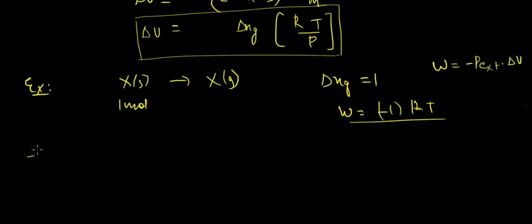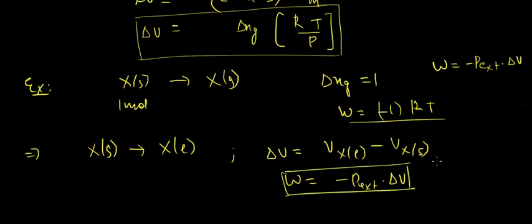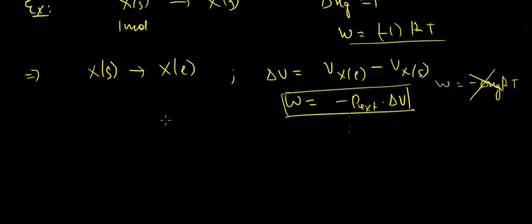But in this case, let's suppose we have X of solid getting converted into X of liquid, then we have to calculate delta V, which would be equal to V of X liquid minus V of X solid. So W in this case would be minus P external delta V. This has to be separately calculated, and the formula W equals minus delta Ng RT won't work in this case. Okay, next let us see the isothermal process.